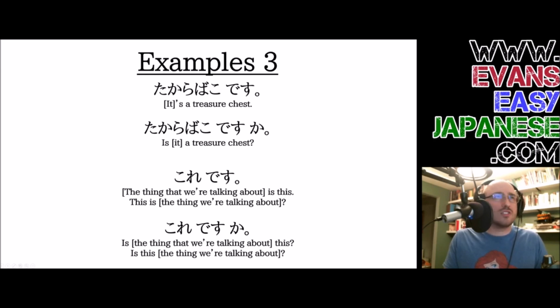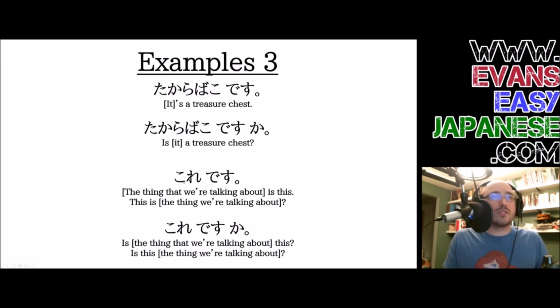Notice, once again, in English we have to flip our verb and our subject to make it a question. Everything else stays the same. In Japanese, the exact same sentence. We just go ka at the end. Well, there's slight changes in intonation on the way. Takarabako desu. Takarabako desu ka? Takarabako, takarabako. It's a fun word to say. Say it 9 million times.